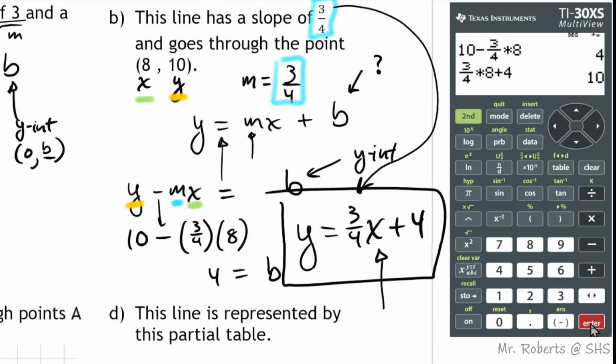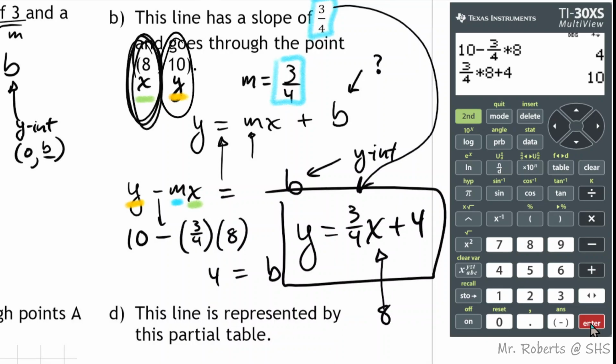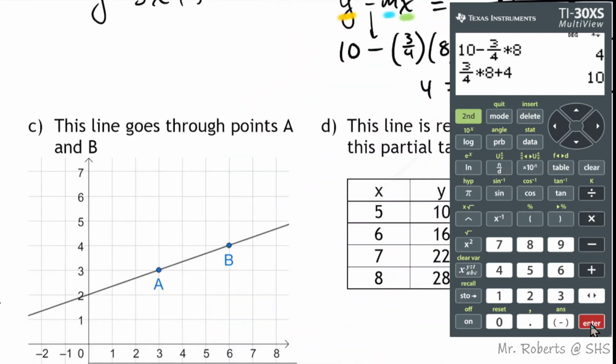So what I know is that if this function receives the number 8, it gave me back the number 10, right? So this totally checks, and this is the equation we were looking for.